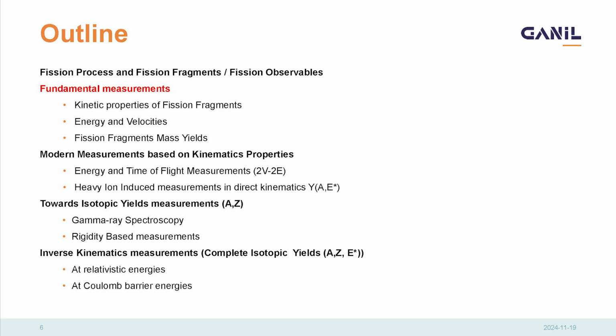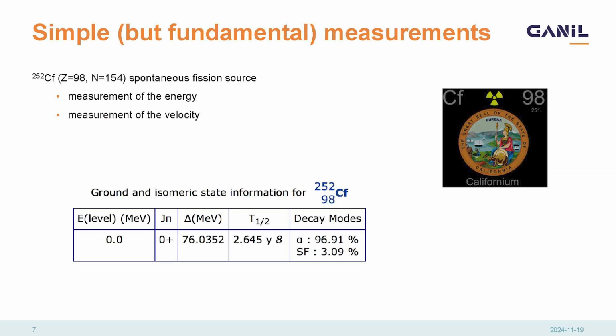With only a few measurements we already have a lot of information on what is happening, and I want to remind you of this through the various measurements that were done in the 60s and even before. So, the kinetic properties of fission fragments, energies and velocities, and fission fragment masses. And I will do everything based on a simple system, not at all simple, but let's say something that we can have relatively easily: a spontaneous fission source.